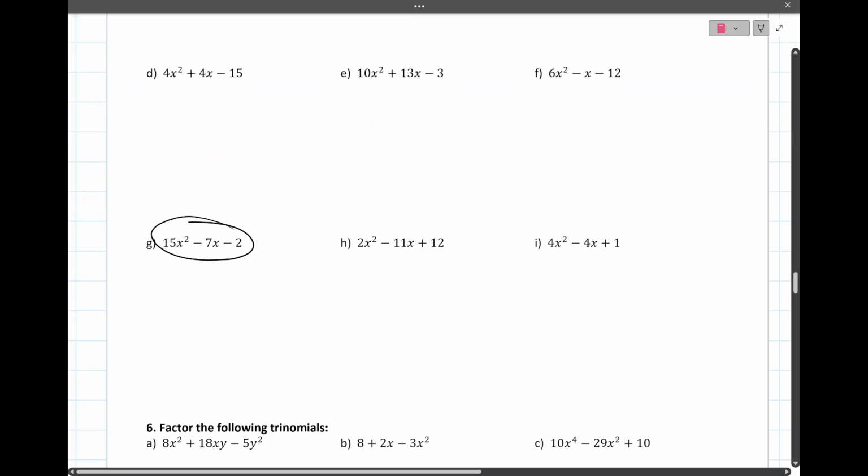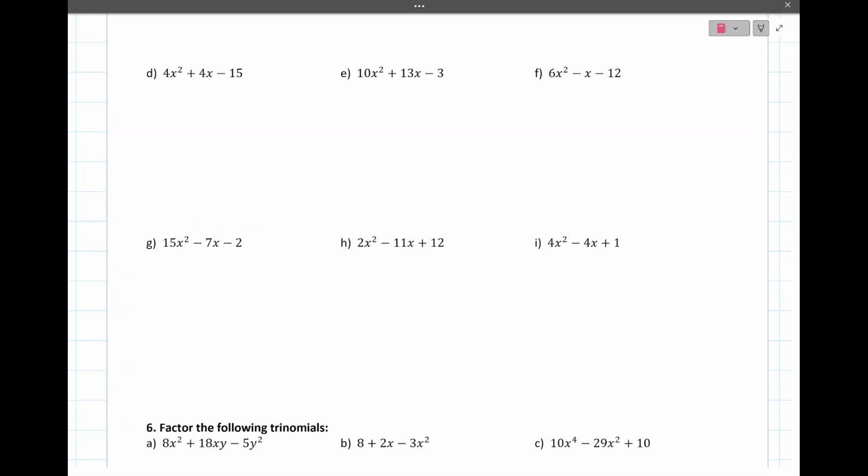If we have this 15, let's multiply it by the 2. So I'll get x squared minus 7x minus 30. Box method gives us, that's 10 and 3, and that's going to be negative 10, positive 3. But now I had 15, so I've got to divide each by 15. And we'll have to reduce first. So it's going to be x minus 2 over 3. And this is going to be x plus 1 over 5.